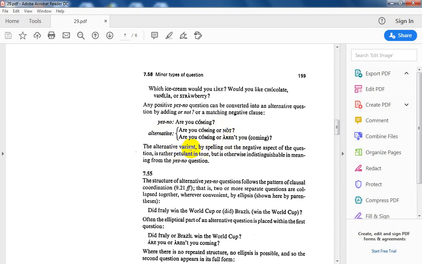The alternative variant, by spelling out the negative aspect of the question, is rather petulant in tone, but it is otherwise indistinguishable in meaning from the yes/no question. This is some sort of difference between yes/no questions and alternative questions.